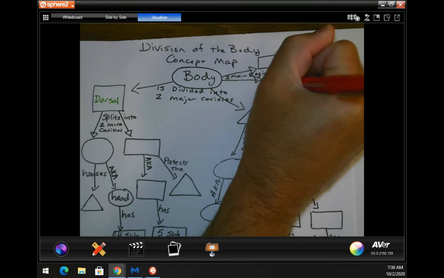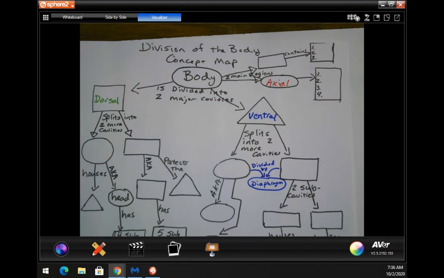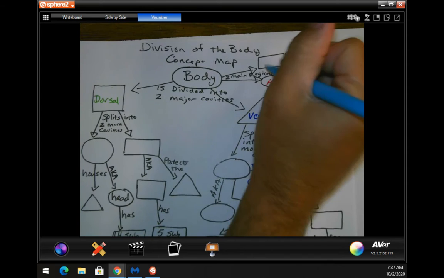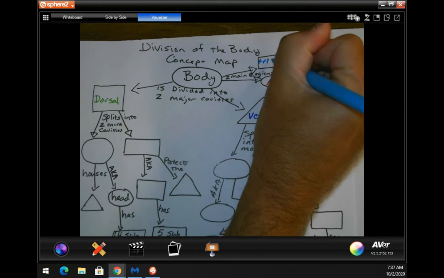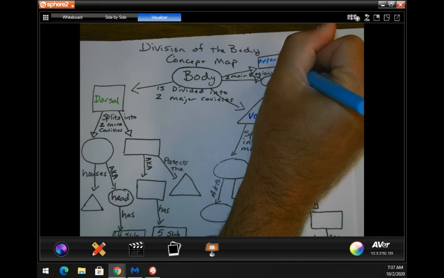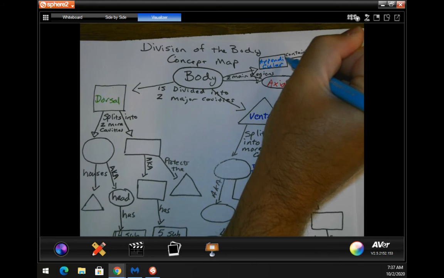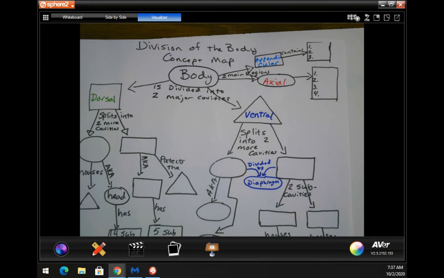axial and the appendicular. I think I didn't make this box quite big enough, but appendicular. Sorry about that. I'm not exactly sure that's where you're supposed to hyphenate it, but that's where we're going to hyphenate it. An easy way to remember axial versus appendicular is your appendages, like your arms and your legs. That is your appendicular.